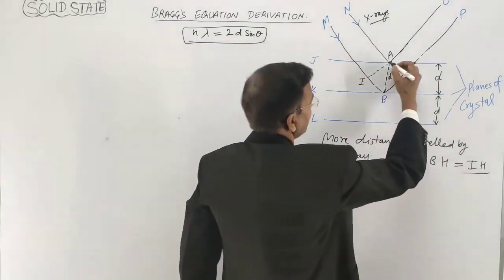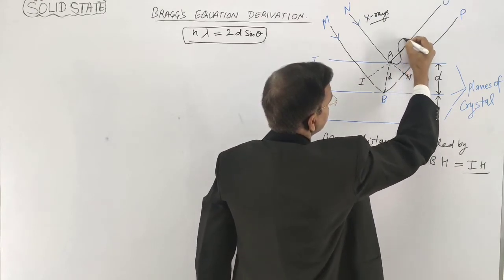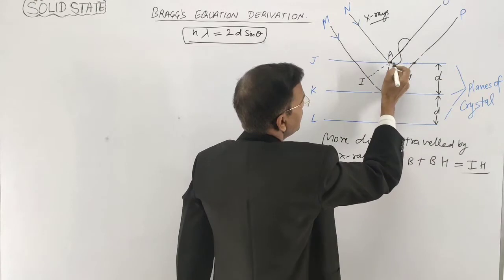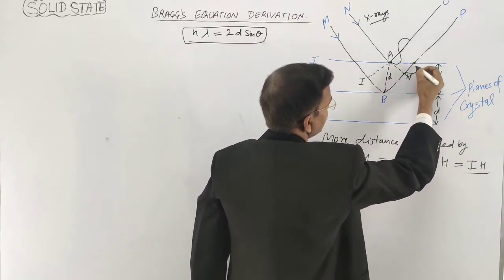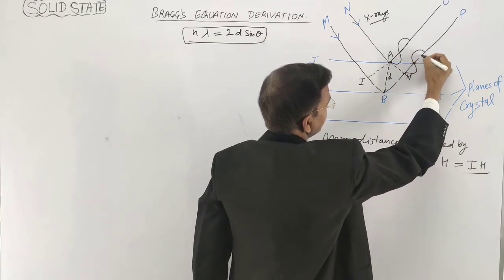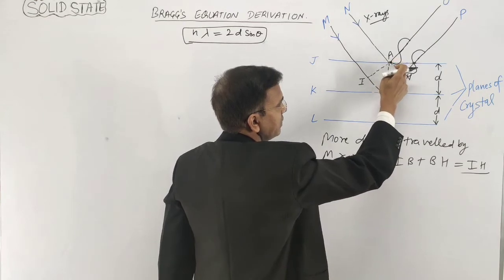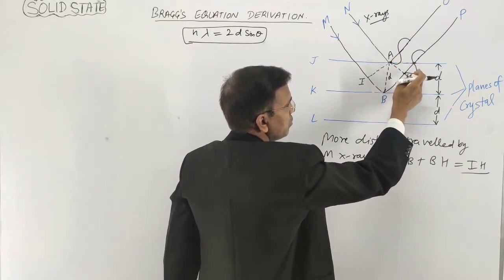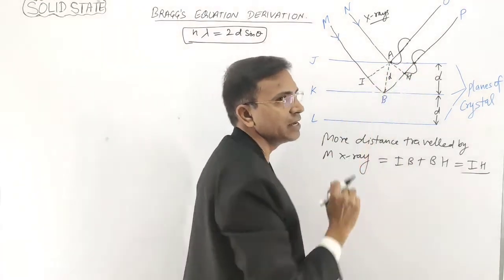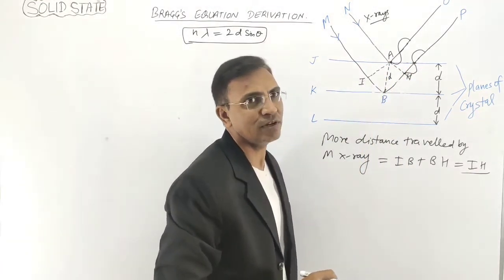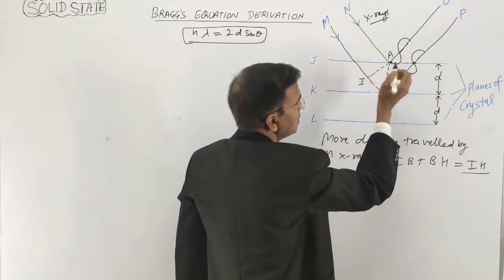That means at this point, if the trough of this ray takes place, then this ray at this point must go through the trough there, right? If this ray goes through the trough and this wave goes through the crest, then destructive interference will be there, and we cannot get the signal strength. So here both the rays must go through the same point.